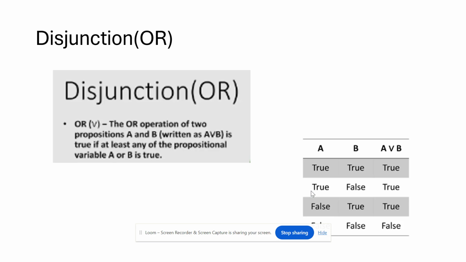The next operation is disjunction. It is also called OR. The OR operation of two propositions A and B is true if at least one of the propositional variables A or B is true. In the truth table we can see that if any one value of A or B is true, then the disjunction value is true. Here one value is true, so the disjunction value is true. Here also one value is true, so the OR operation is true. Here one value is true, the OR operation is true. Lastly, both the values are false, so the proposition value of A or B is false.